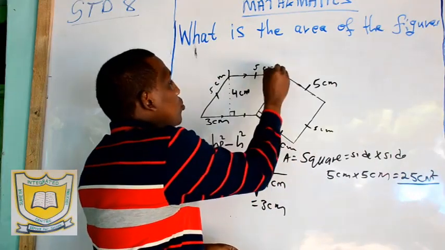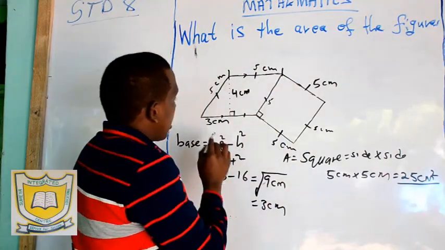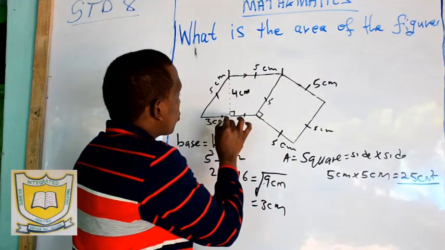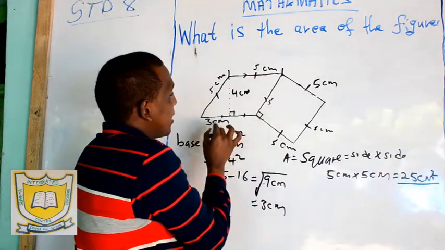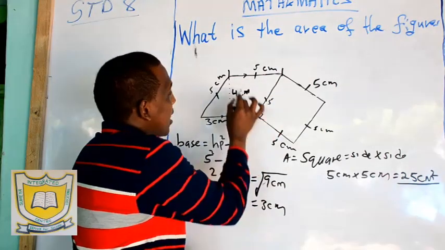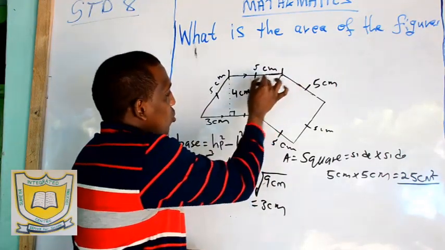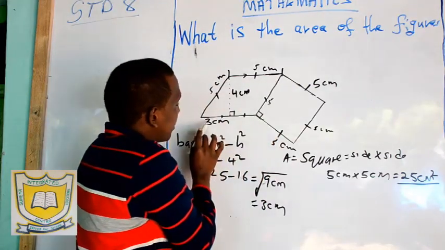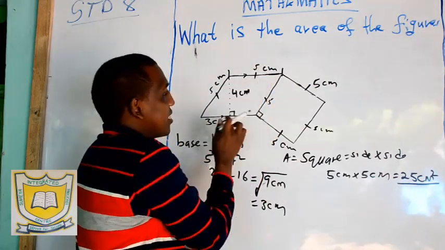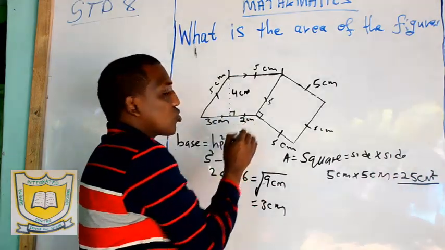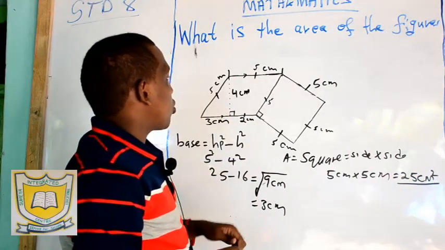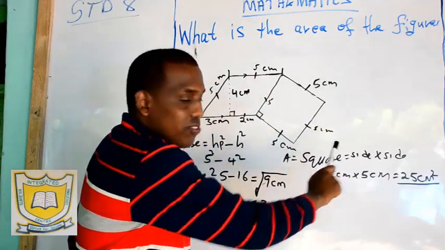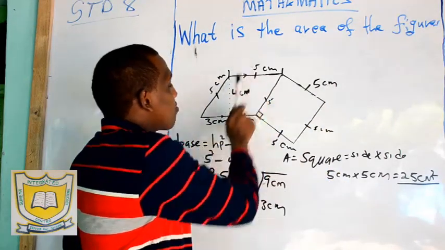So now check here. From here to here is 5. Then from here to here is also 5. So here is 3. So what is remaining from this line is equal to this line. These two lines are parallel. So if this one is 5, this one must be 5 also. But here is 3. What is remaining? 5 minus 3, 2. So to get this side is 2. Because this side is 5, this line must be 5. 3 plus 2 is 5. So 5 minus 3 is 2.